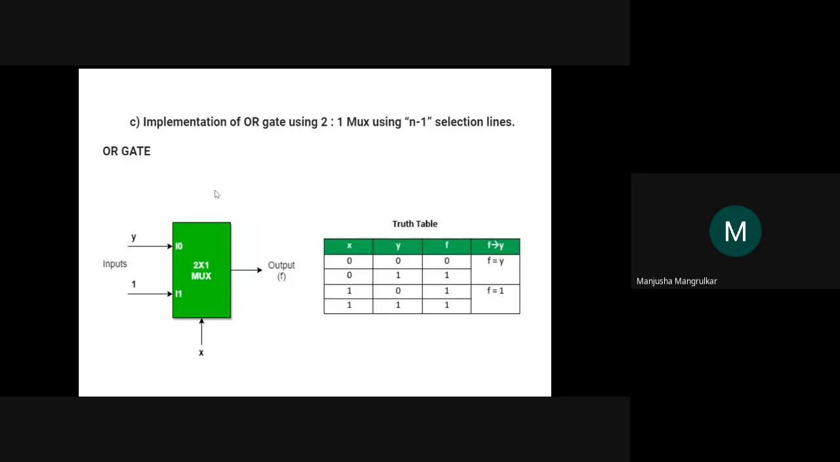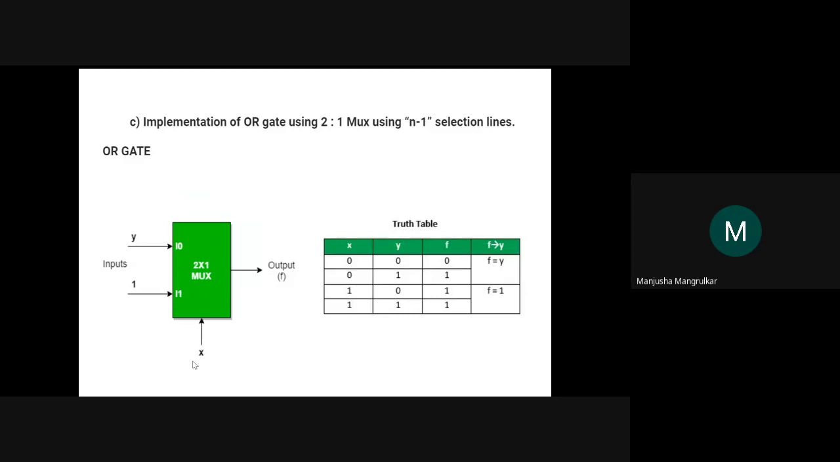Now out of these conditions, three conditions have 1, and only one condition, where both the inputs are 0, has a 0 output, right? So now we have to think logically about where we will put the 1, where we will put the y, where we will put the 0. In this condition, I'm defining that whenever my selector is 0, my output should be y.